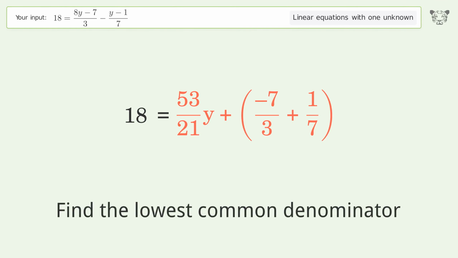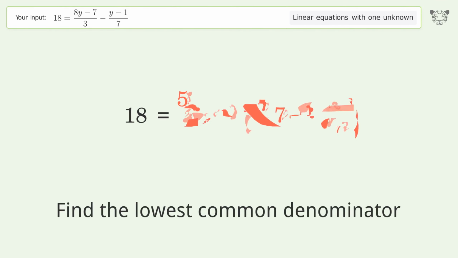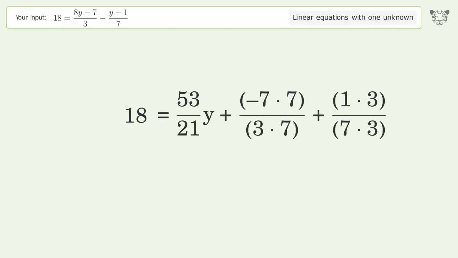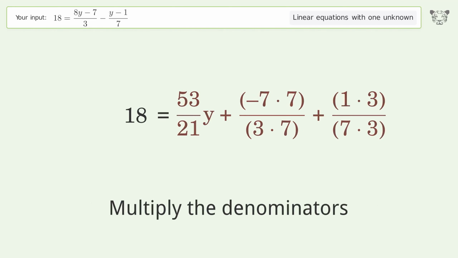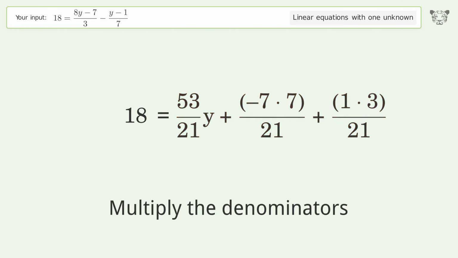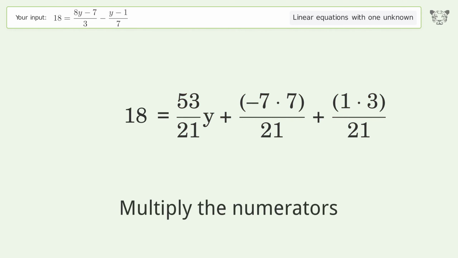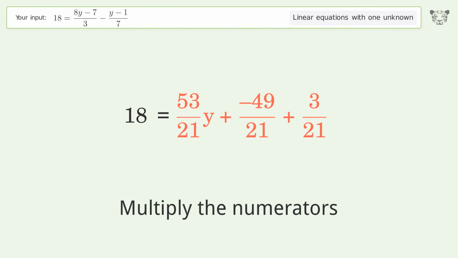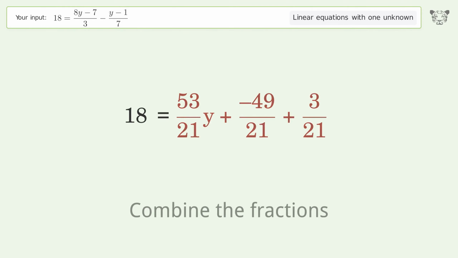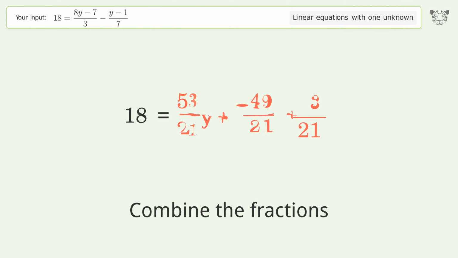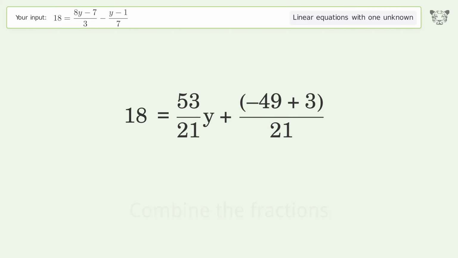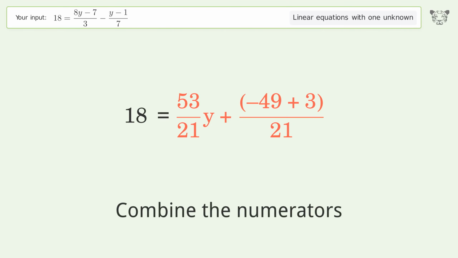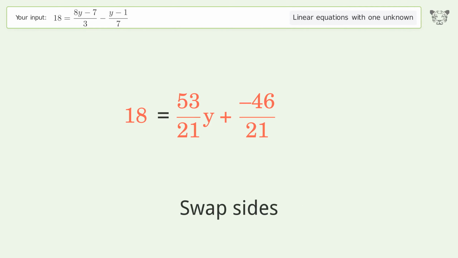Find the lowest common denominator. Multiply the denominators. Multiply the numerators. Combine the fractions. Combine the numerators. Swap sides.